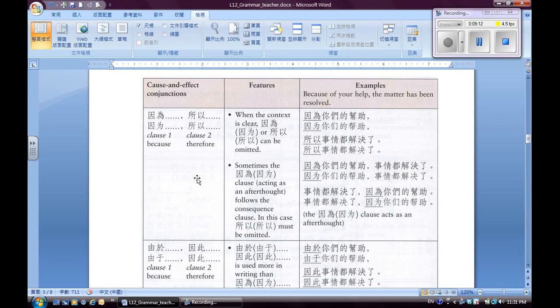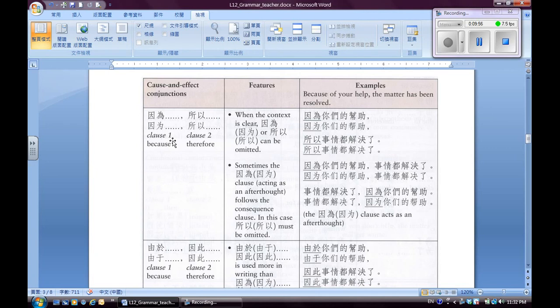The first one, 因为所以. This is the most commonly used one, so this is why we put it first. Okay, 因为所以. So when the context is clear, 因为 or 所以 can be omitted. So here the examples, they all mean the same thing. Because of your help, the matter has been resolved. 因为你们的帮助，所以事情都解决了。因为你们的帮助, and you can omit 所以, you can say 事情都解决了 without 所以, that's also correct.